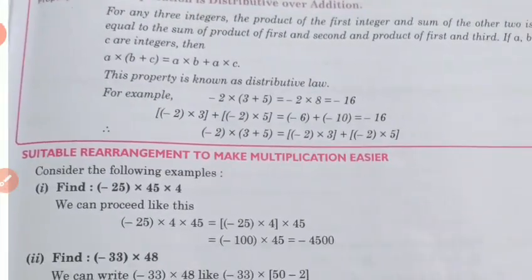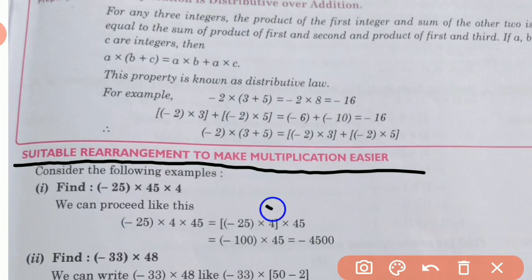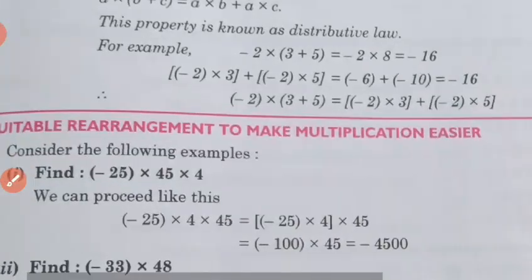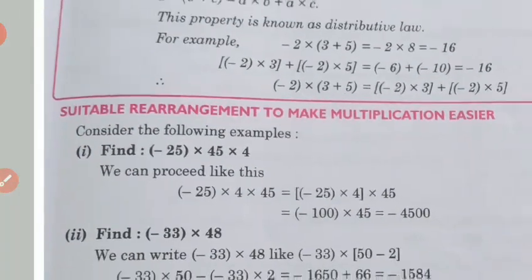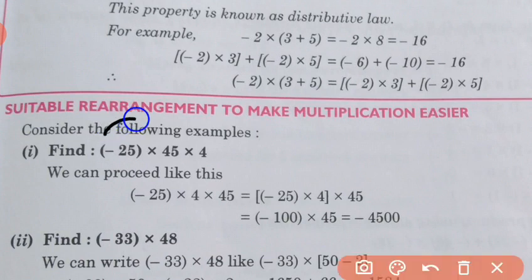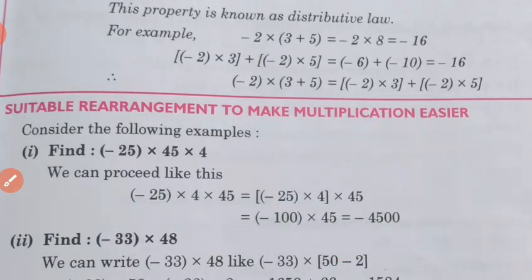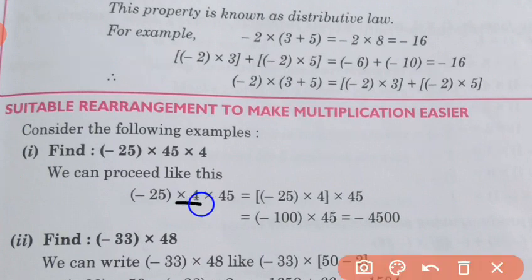Now the last topic we'll see is suitable rearrangement to make multiplication easier. How to multiply integers easily and quickly. For example, find minus 25 into 45 into 4. You can see that if we multiply this, it will come as a big number. It means first we will multiply 25 by 45, then lastly we will multiply by 4, but it will become very complicated. So now we'll see how to make it an easy way. So we can proceed like this. We have to select any two numbers by which if we multiply we should get 0 in the last.